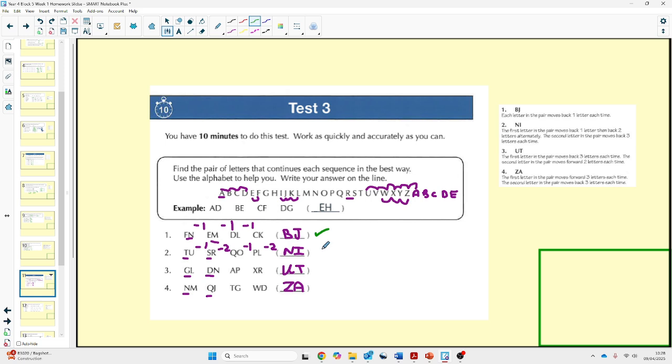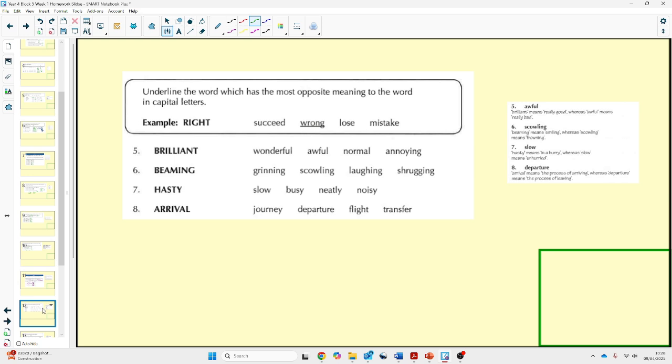So well done if you got those correct. If you're not quite sure about the jumps, the answer explanations are here and very clearly tell you what happens from the first letter of each pair and also the second letter of each pair as well.